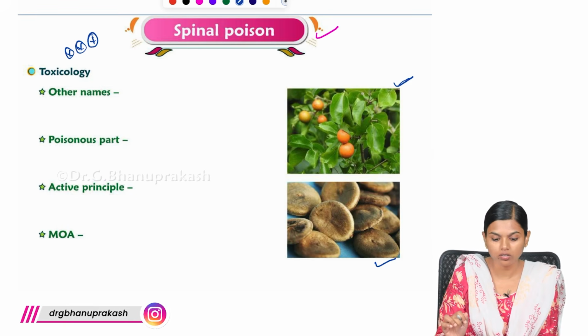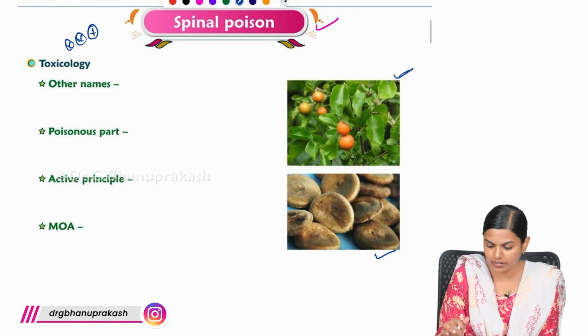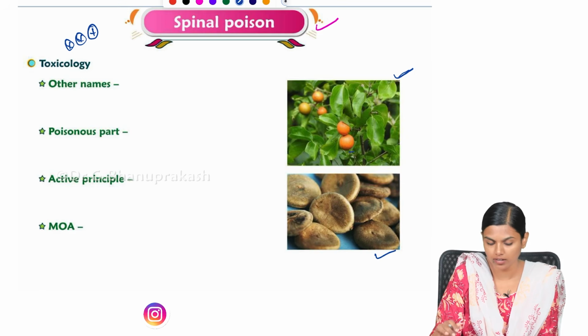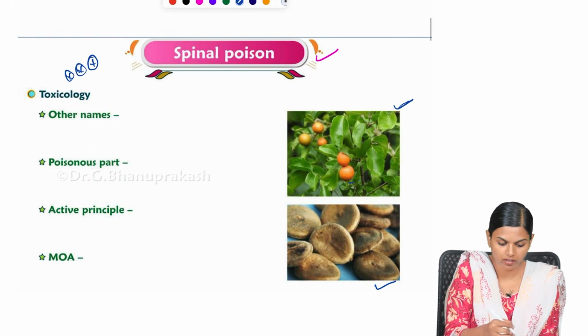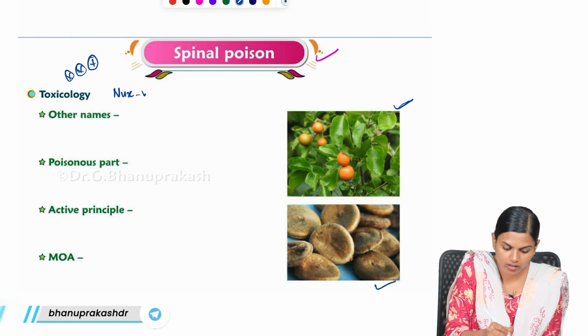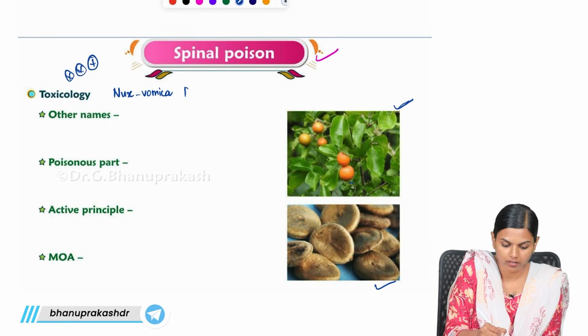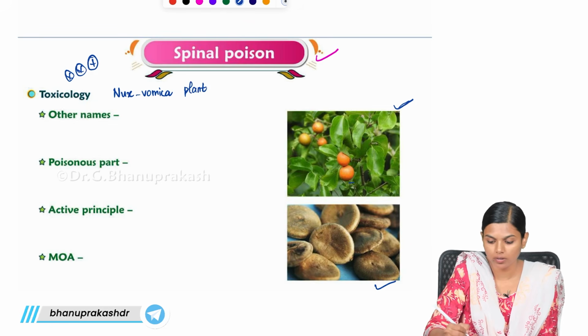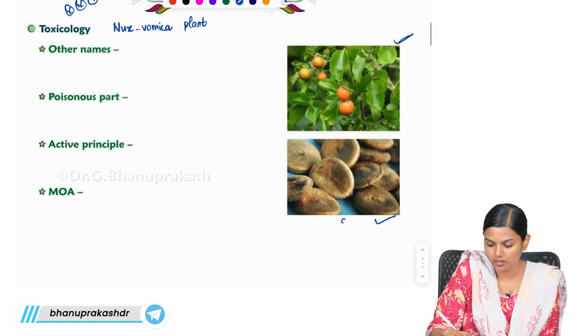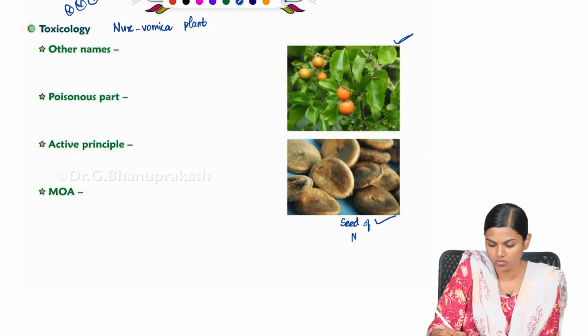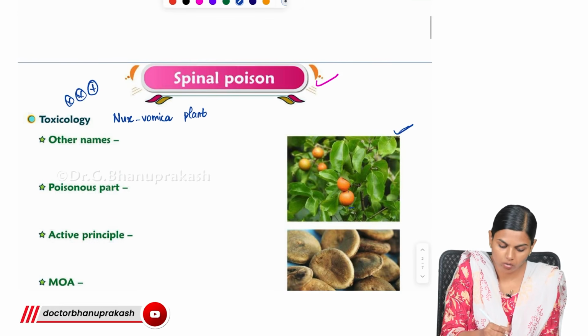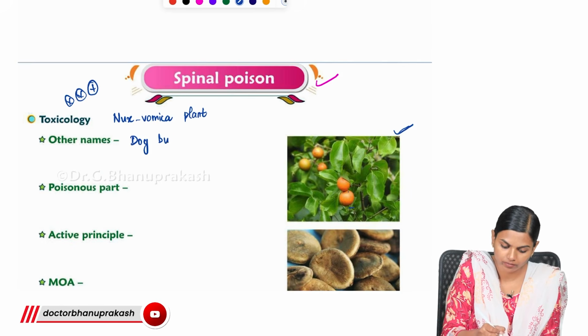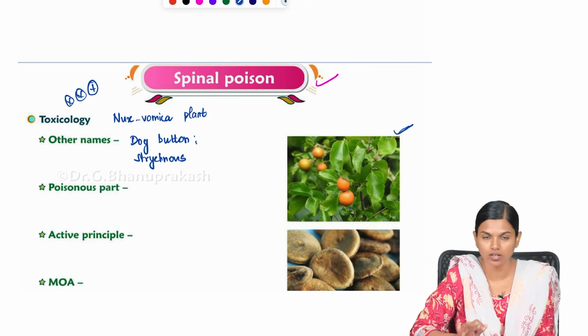So I have already told you that it is a spinal poison, and here you can see the fruit and the seed. So this is actually Nux vomica. This is the Nux vomica plant, and this is the Nux vomica fruit, and this is the seed of Nux vomica. It is also known as dog button and strychnine. So these are the other names for this Nux vomica.